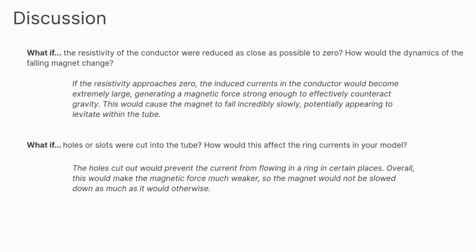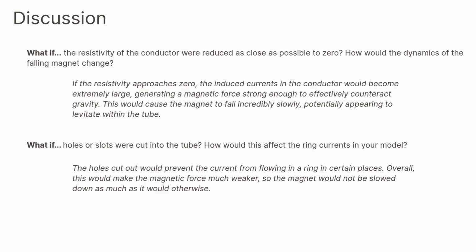Now for the discussion questions. What if the resistivity of the conductor were reduced as close as possible to zero? How would the dynamics of the falling magnet change? If the resistivity approaches zero, the induced currents in the conductor would become extremely large, generating a magnetic force that would be almost strong enough to effectively counteract gravity. This would cause the magnet to fall incredibly slowly, and it would appear to be almost levitating or floating.